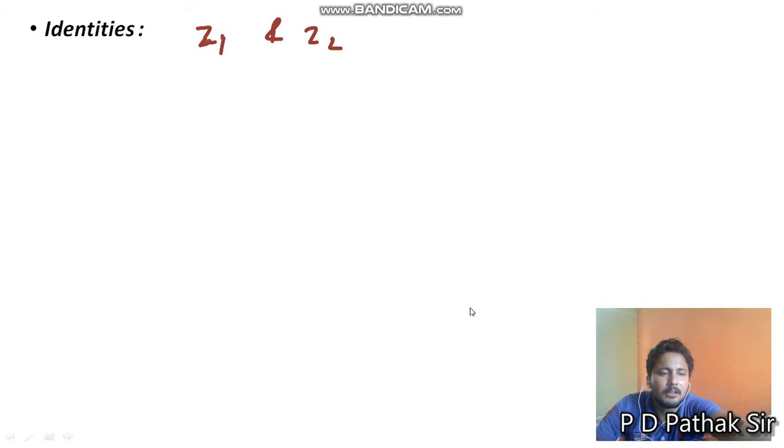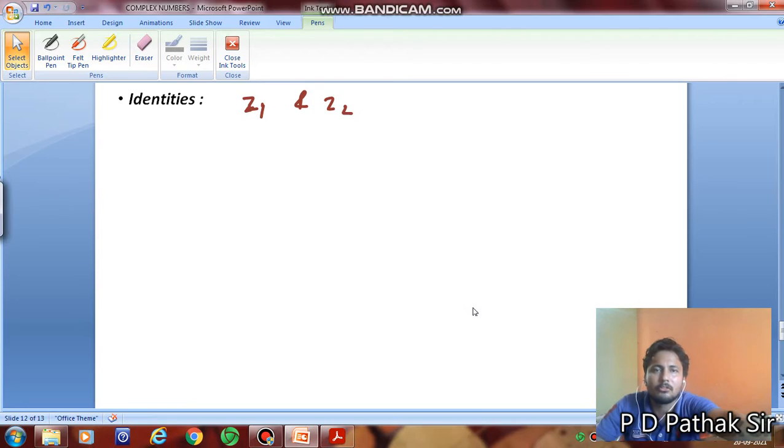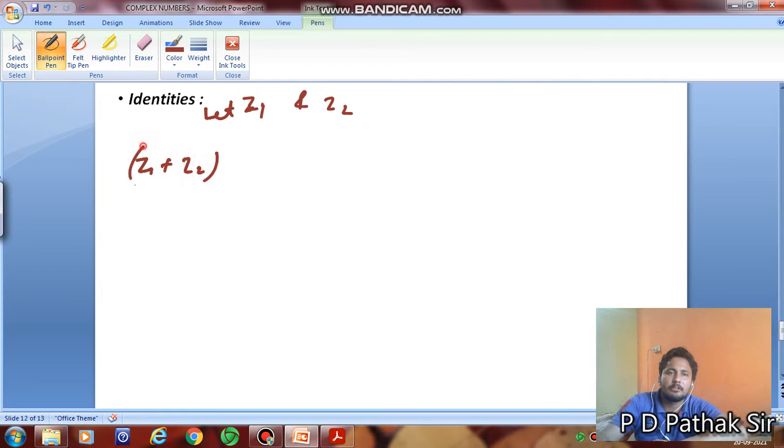Hello everyone, let's complete identities for the complex numbers. Let Z1 and Z2 be two complex numbers, then like real numbers, the identity (Z1 + Z2)² equals Z1² + 2Z1Z2 + Z2².